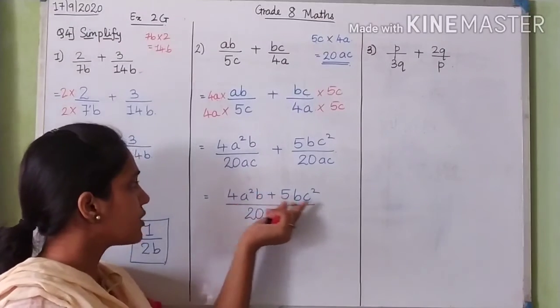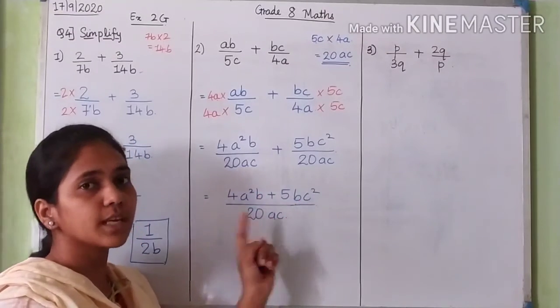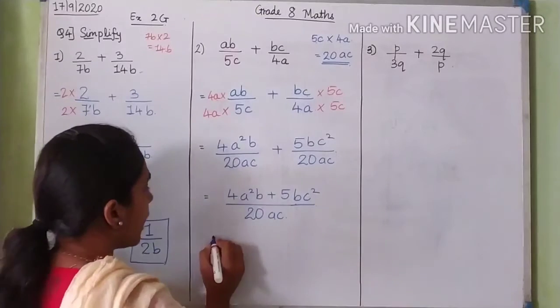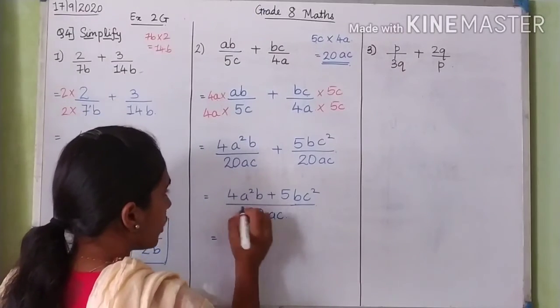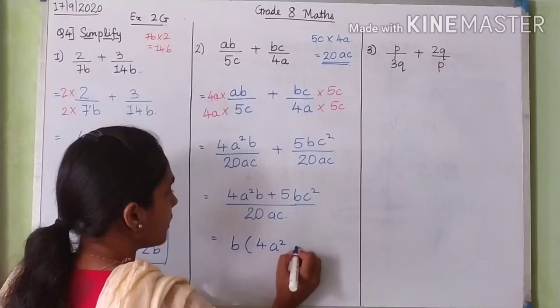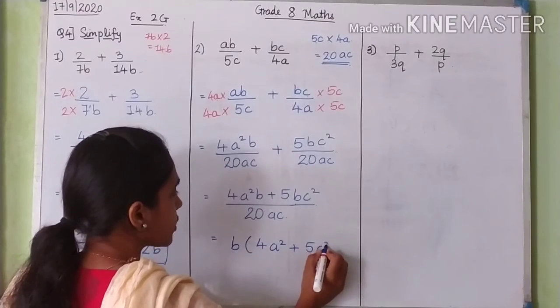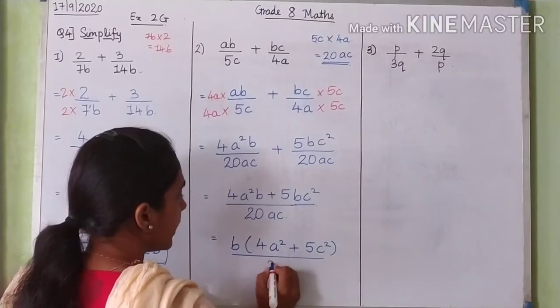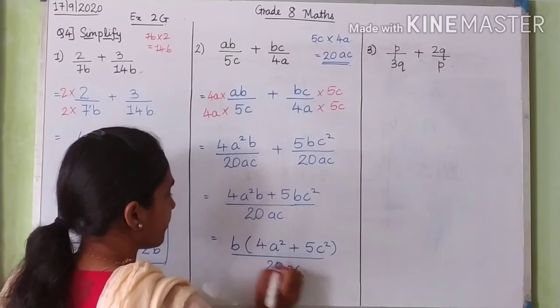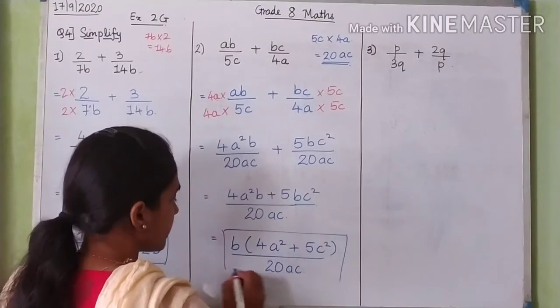This is the first term, this is the second term, and both the terms have 1b. So I can take b outside, and what is left? 4a square plus 5c square, divided by 20ac. So this is our final answer.